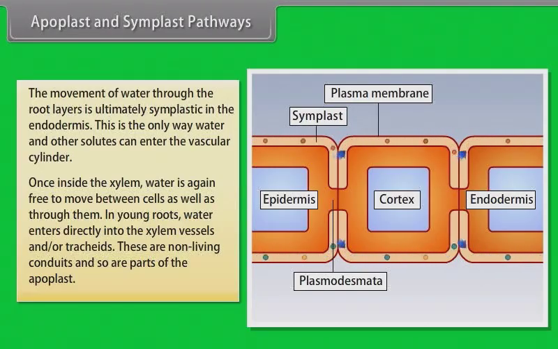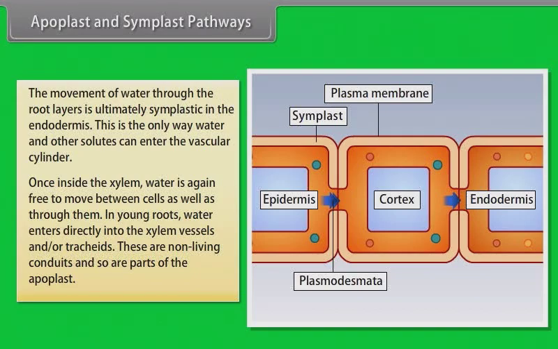In young roots, water enters directly into the xylem vessels and/or tracheids. These are non-living conduits, and so are parts of the apoplast. Do you know that some plants have additional structures associated with them that help in water and mineral absorption?